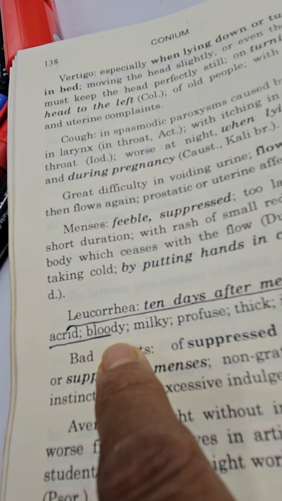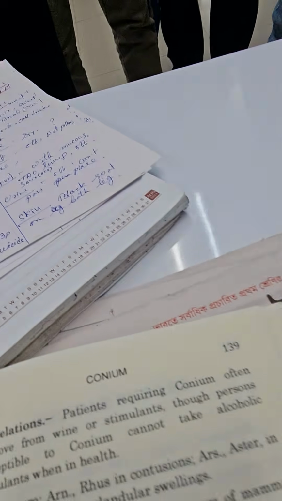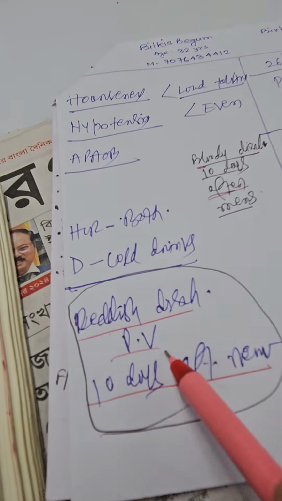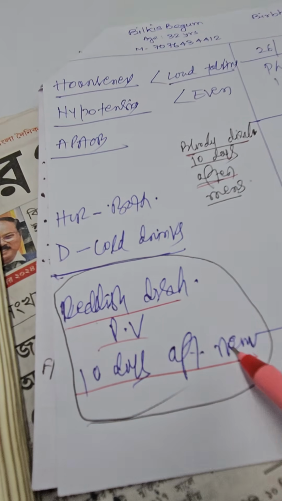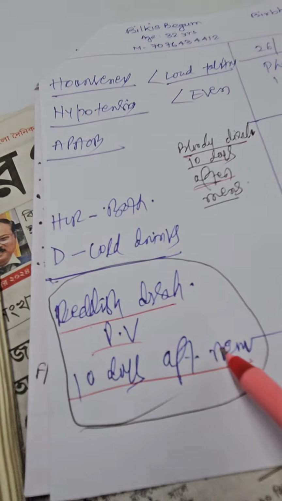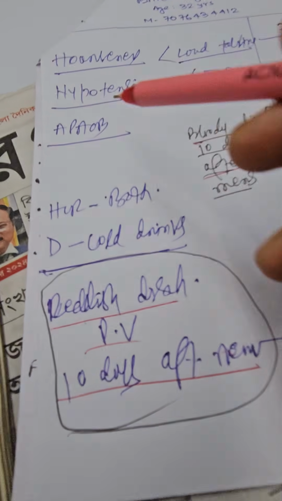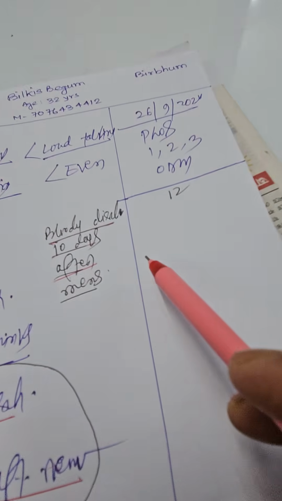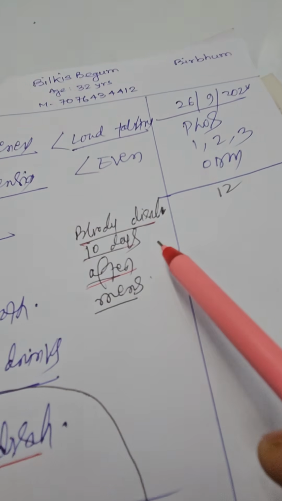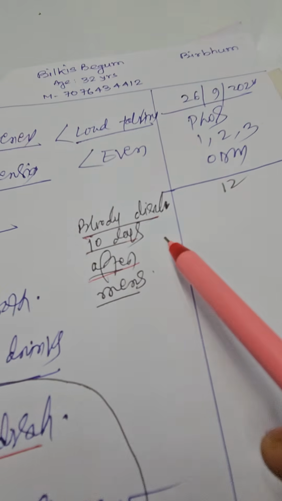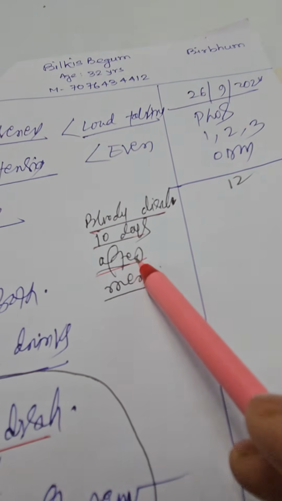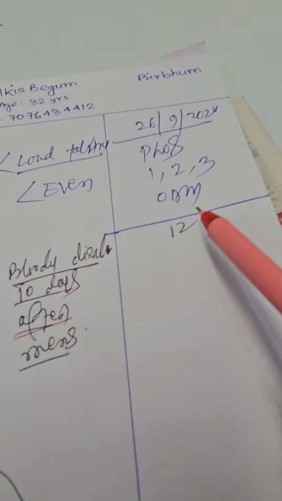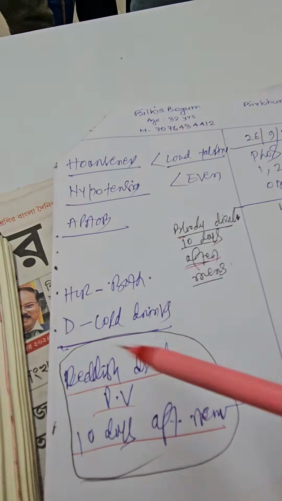Acrid, bloody. So this lady, one of our patients, has declared reddish discharges per vagina 10 days after menstruation. She mentioned it during case taking. This is the one in ink color, blue color. Already today she has repeated it again. This symptom is continuing: bloody discharge 10 days after menses, 10 to 12 days after. The first prescription was Phosphorus, considering the totality.